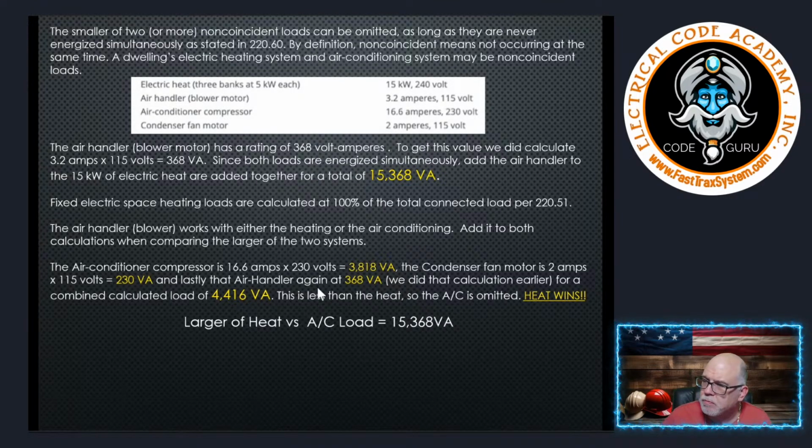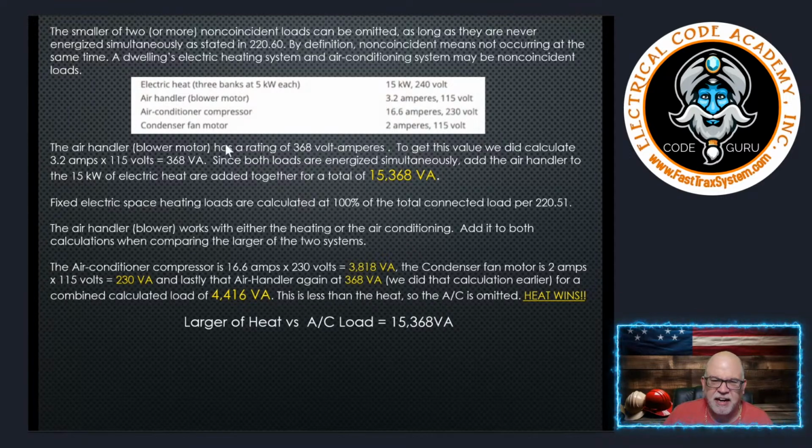All right? So let's look and see what we've got here. Now remember, we're going to be doing the 2023 edition of the NEC, so it's important. Pay attention. All right, so first thing we're going to do is convert these things into VA. Well, let's do the heating first. The heating, we don't have to really do any conversion. It's already 15,000 watts, so we already got that. But that air handler is 3.2 amps at 115 volts. So we're going to convert that into a VA. We're going to take that 3.2 times 115, and that is 368.